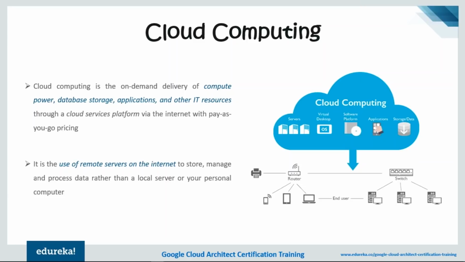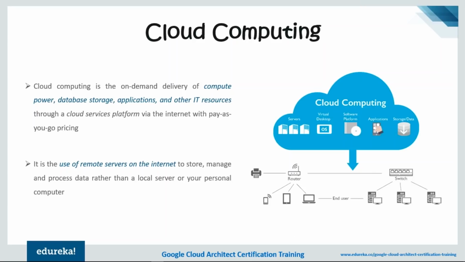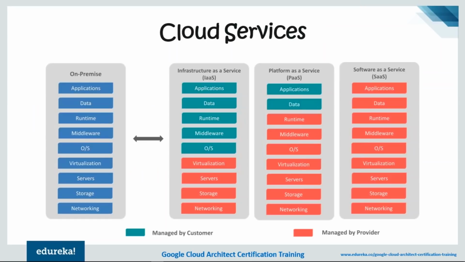It is the use of remote servers on the internet to store, manage, and process data rather than a local server on your personal computer. Third-party cloud enables organizations to focus on their core business instead of expending resources on computer infrastructure and maintenance. There are various cloud services which are offered, and among these, there are three main services: infrastructure as a service, platform as a service, and software as a service. These models offer increasing abstraction, thus they are often portrayed as layers in a stack.